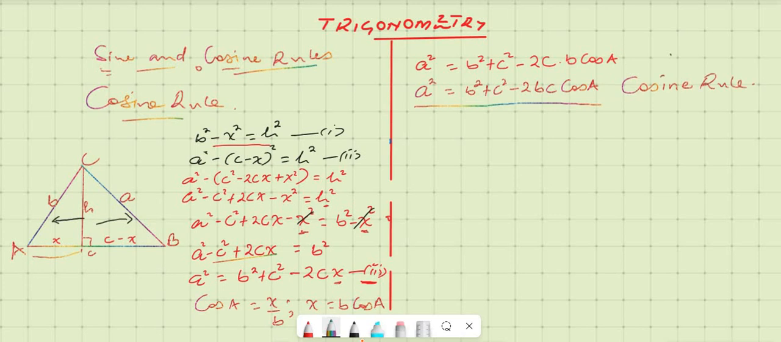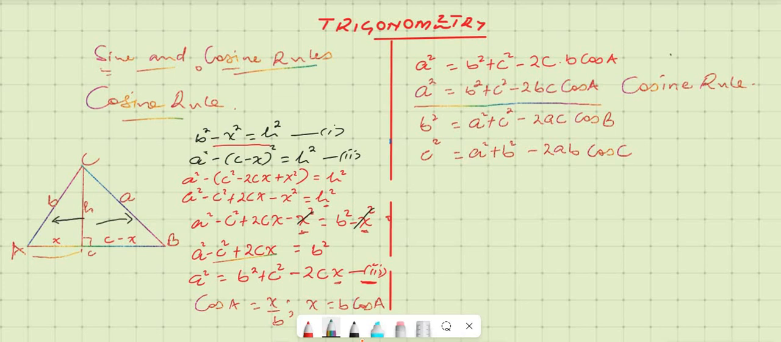The cosine rule is stated in 3 ways. If you follow these same procedures, you will discover that b squared equals a squared plus c squared minus 2ac cos B. Please go through the same procedures and ensure that you confirm this rule. It is also that c squared is equal to a squared plus b squared minus 2ab cos C.